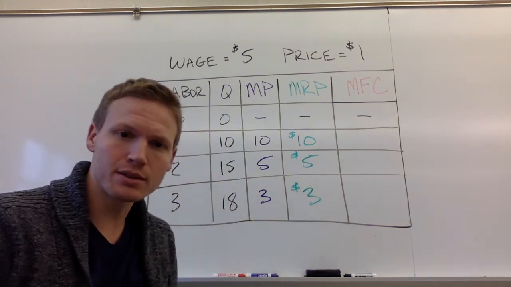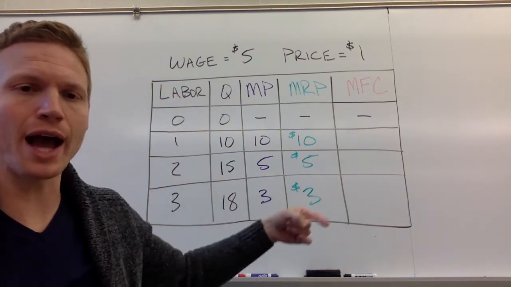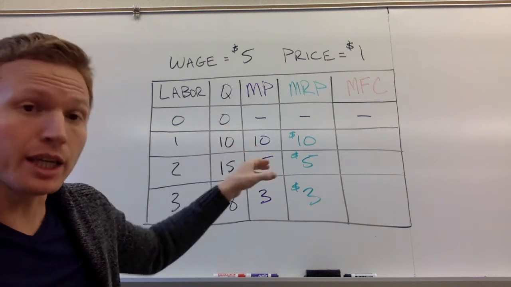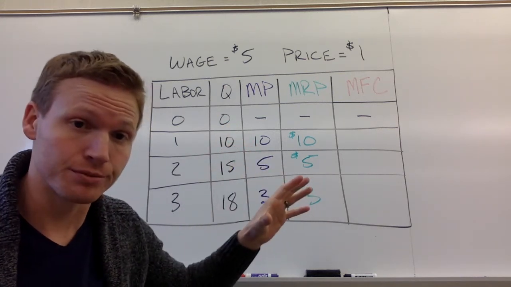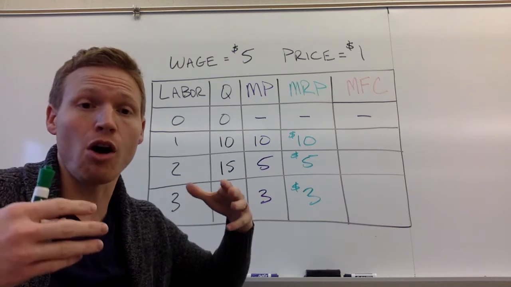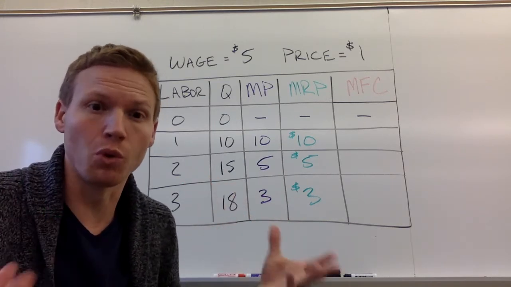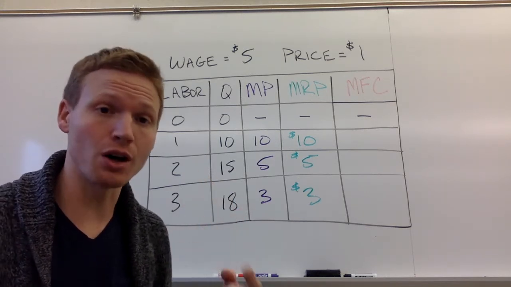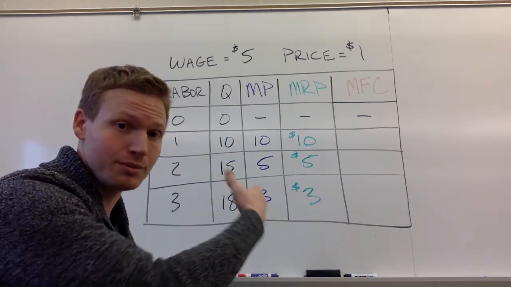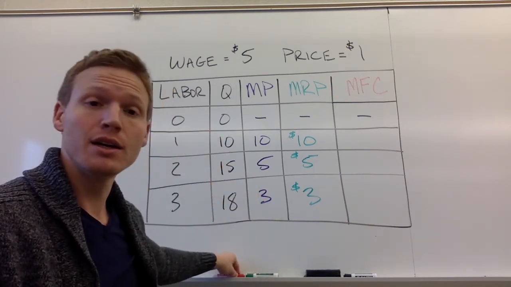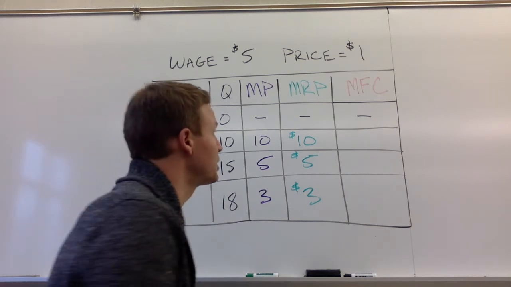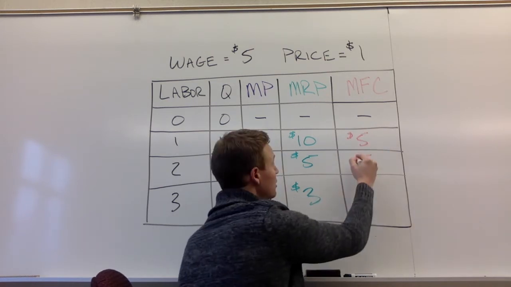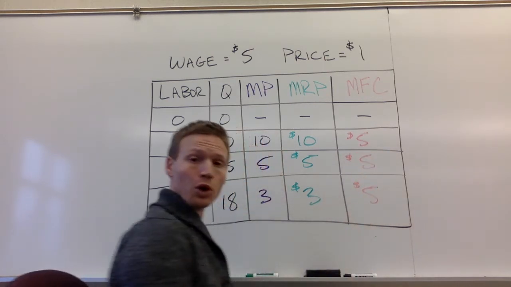Now, here's where it gets a little interesting, because this marginal factor cost in this case is going to be pretty easy. And here's why. We're hiring each worker for $5, right? It doesn't tell us that we have to offer the second worker more or the third worker more to get them to come work for us. We're paying each one the same amount. So the marginal factor cost in this particular market, as given with the information we have, is going to be a consistent $5. It's just what we're paying marginally to hire each additional worker.